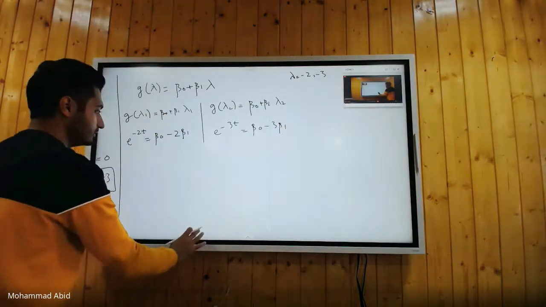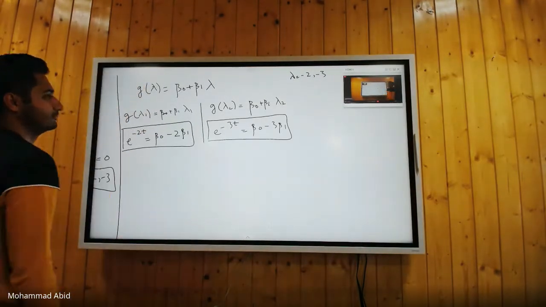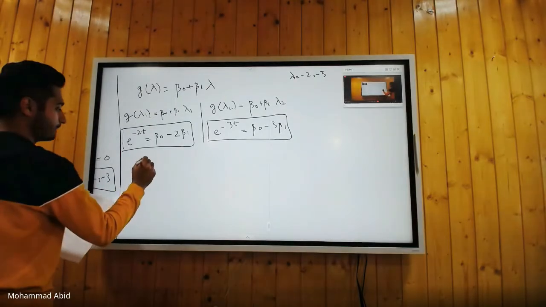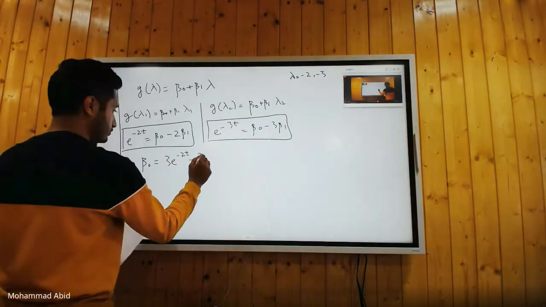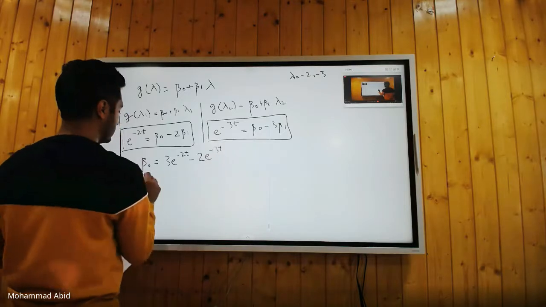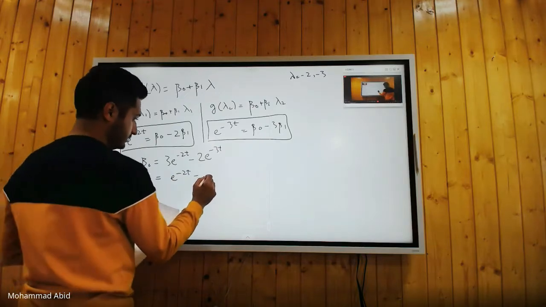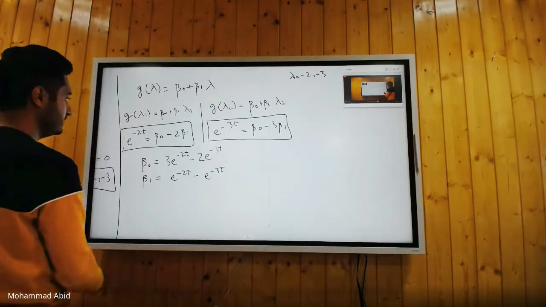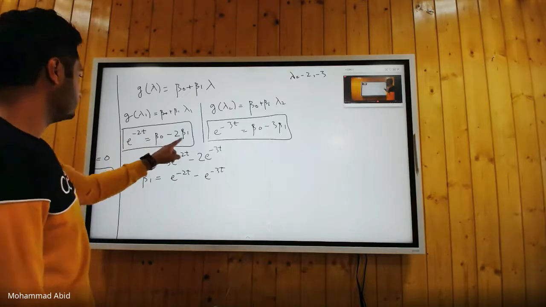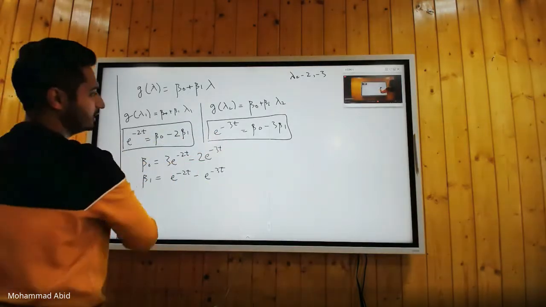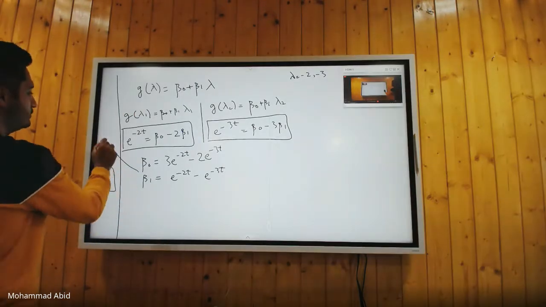So two equations, two variables. You can get beta naught and beta 1. Okay, let me just write the beta naught and beta 1 values. Beta naught is 3 e to the power minus 2t minus 2 e to the power minus 3t, and beta 1 will come out to be e to the power minus 2t minus e to the power minus 3t. I simply eliminated: if you subtract one equation from the other, you eliminate beta naught. Once you get beta 1, substitute back and you'll get beta naught. So these are your values, and you can use these values here.